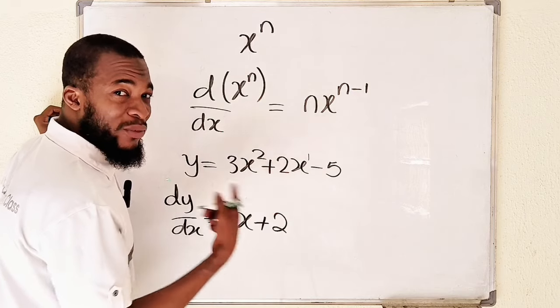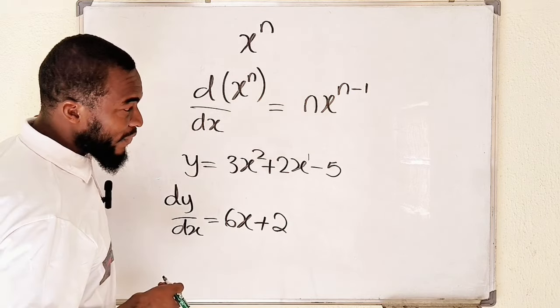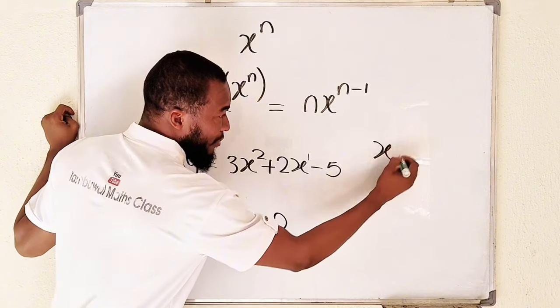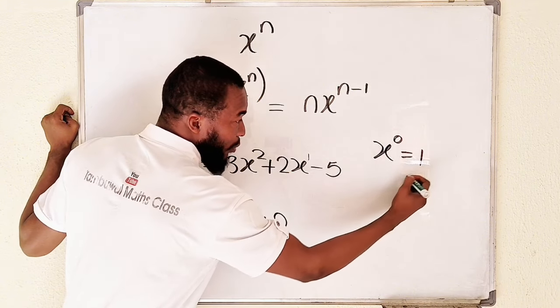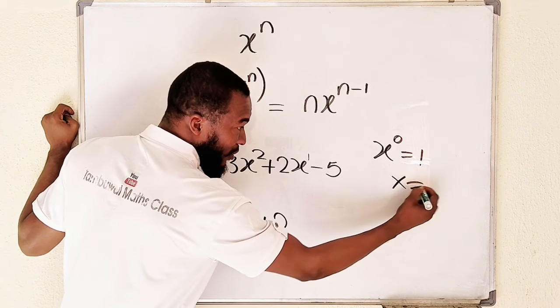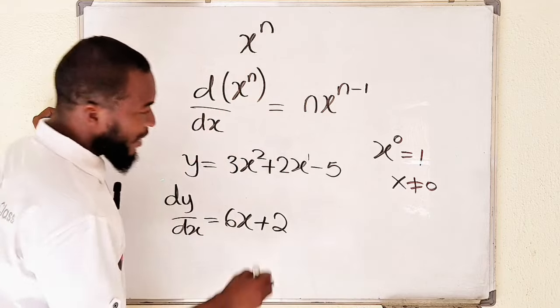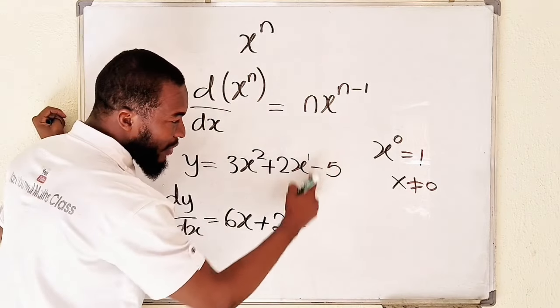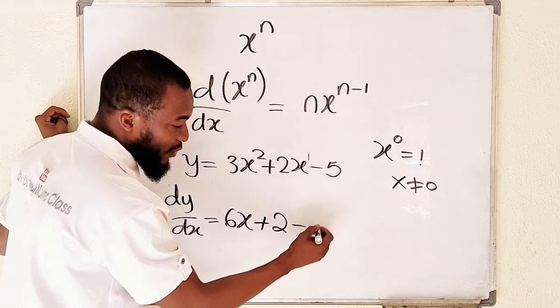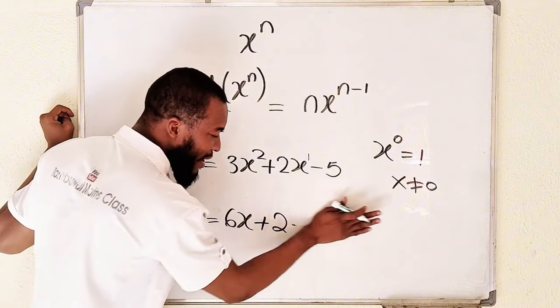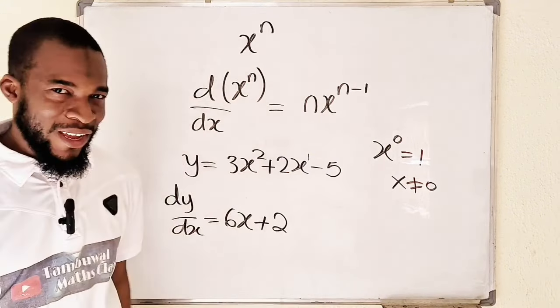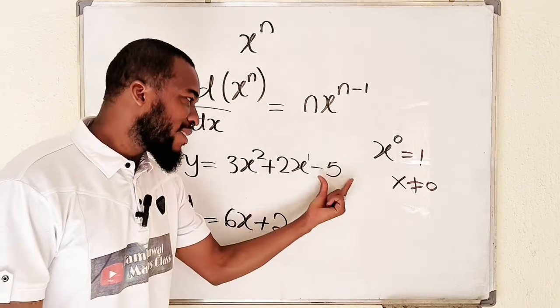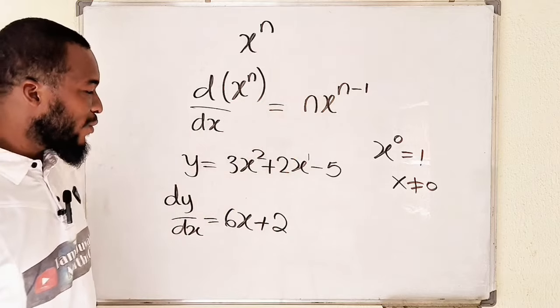And x to the power of 0 is 1 according to one of the laws of indices. Any number raised to the power of 0 is equal to 1, provided that number is not 0, right? But the moment you differentiate a constant, you get 0. Therefore, you don't even have to include it. That is the first question. Why is the derivative of a constant equal to 0?